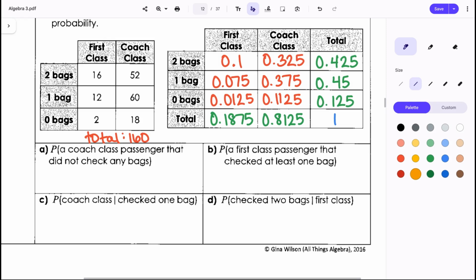So this first one says the probability that a coach class passenger did not check any bags. There's no given, okay? So again, we're going to come up over here and see where that is in my table. So in the coach class, what's the decimal that we have for someone who checked 0 bags? 0.1125. Yeah, right here, because that's in coach, 0 bags. If I want to make that a percentage, though, what do I need to do? Times by 100. Move your decimal places 2 to the right. So it's 11.25%.